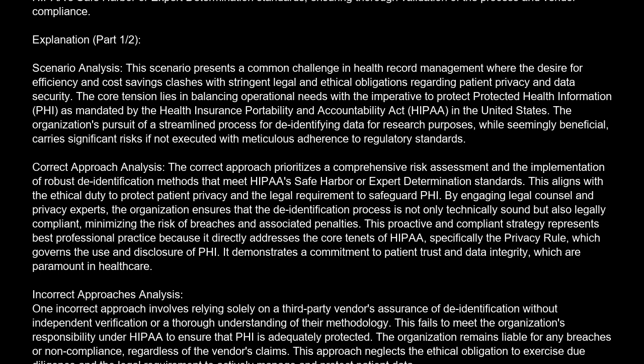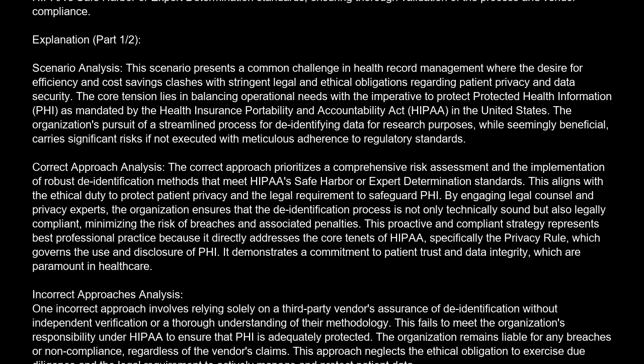Incorrect approaches analysis. One incorrect approach involves relying solely on a third-party vendor's assurance of de-identification without independent verification or a thorough understanding of their methodology. This fails to meet the organization's responsibility under HIPAA to ensure that PHI is adequately protected. The organization remains liable for any breaches or non-compliance, regardless of the vendor's claims. This approach neglects the ethical obligation to exercise due diligence and the legal requirement to actively manage and protect patient data.